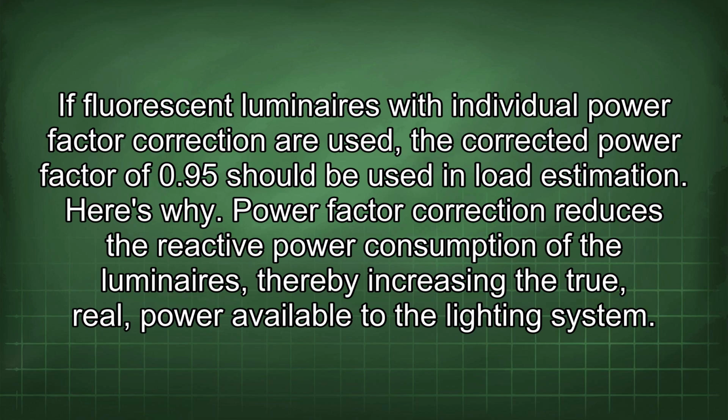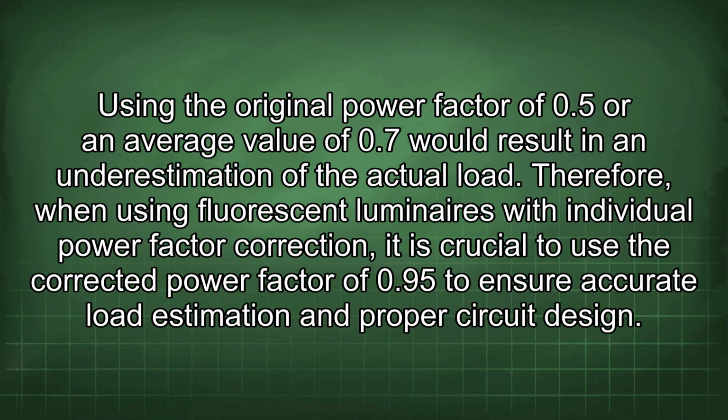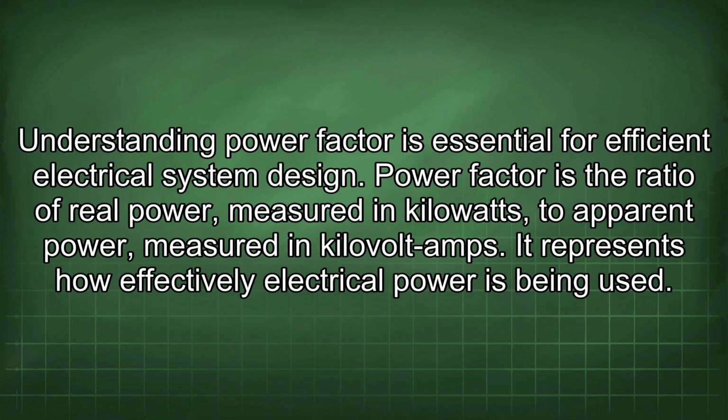load estimation. Here's why. Power factor correction reduces the reactive power consumption of the luminaires, thereby increasing the true, real, power available to the lighting system. Using the original power factor of 0.5 or an average value of 0.7 would result in an underestimation of the actual load. Therefore, when using fluorescent luminaires with individual power factor correction, it is crucial to use the corrected power factor of 0.95 to ensure accurate load estimation and proper circuit design. Understanding power factor is essential for efficient electrical system design.